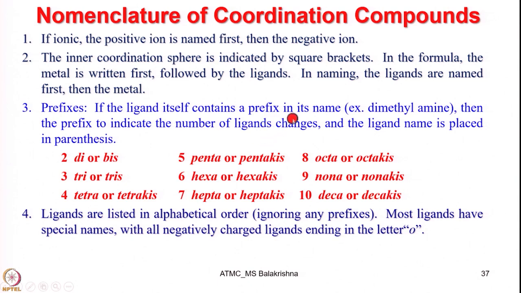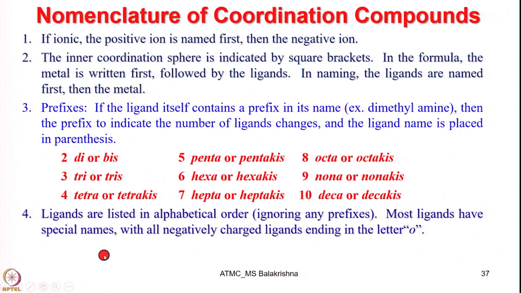If ammine and aqua ligands are there, no matter how many aqua ligands and how many ammonia ligands are there, the one that comes first alphabetically is ammine and then aqua. So, first ammine should come and then aqua. This is how it should be named. While considering the alphabetical order, ignore any prefixes that indicate the number of ligands present.